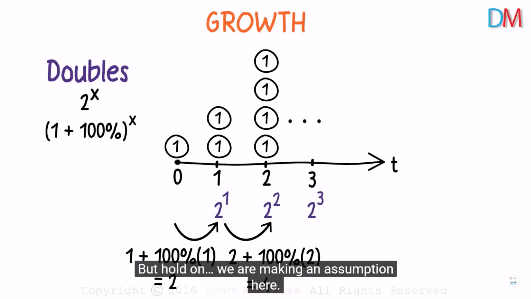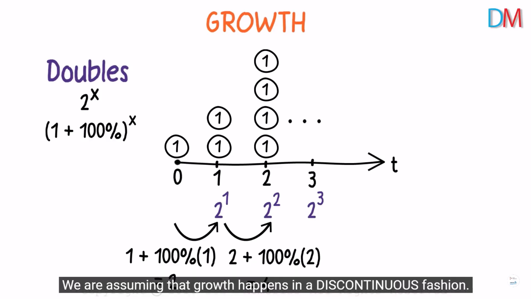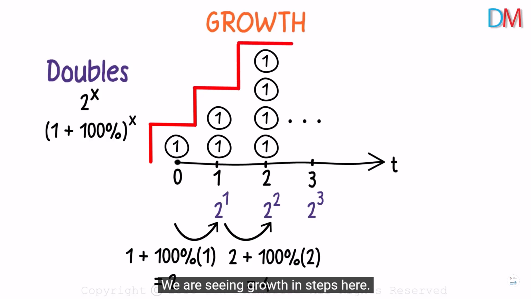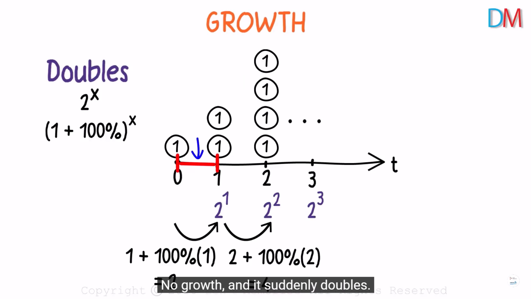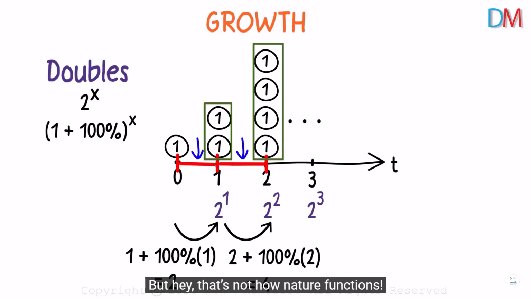But hold on, we are making an assumption here. We are assuming that growth happens in a discontinuous fashion. We are seeing growth in steps here. What about the time in between two time periods? We are seeing no growth in between. No growth and it suddenly doubles. Again, no growth and suddenly doubles. But hey, that's not how nature functions.